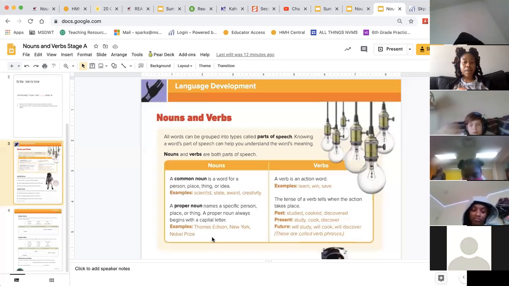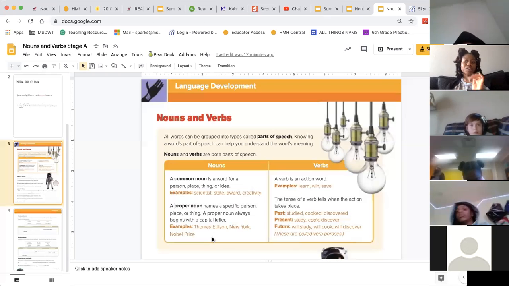Give me some examples of proper nouns. A specific place, a specific person, a specific store. There we go, Aiden. Yeah. Good. Northview is a proper noun. North Central is a proper noun. It's a specific school. Yes.